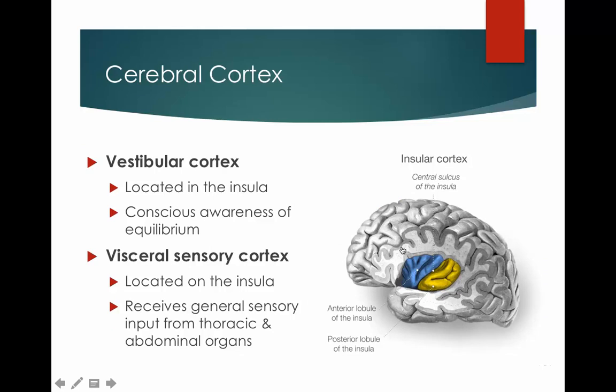So if we stay on that insula, in this image we've actually removed a big chunk of frontal, parietal, and temporal in order to expose the cortical tissue of the insula. We'll find both our vestibular cortex and our visceral sensory cortex. Your vestibular cortex is in the anterior lobule of the insula. So everything here in blue, all that cortical tissue, houses neurons that receive information that makes us aware of our equilibrium.